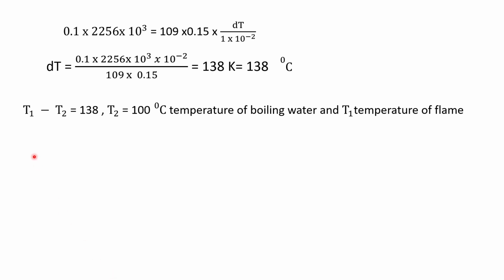So the temperature difference T1 minus T2 is equal to 138 degrees Celsius. T2 is the temperature of boiling water. It is 100 degrees Celsius. And T1 is the temperature of the flame, which we have to find. T1 is equal to 138 plus T2. T2 is 100. So we get the temperature of the flame T1 as 238 degrees Celsius.